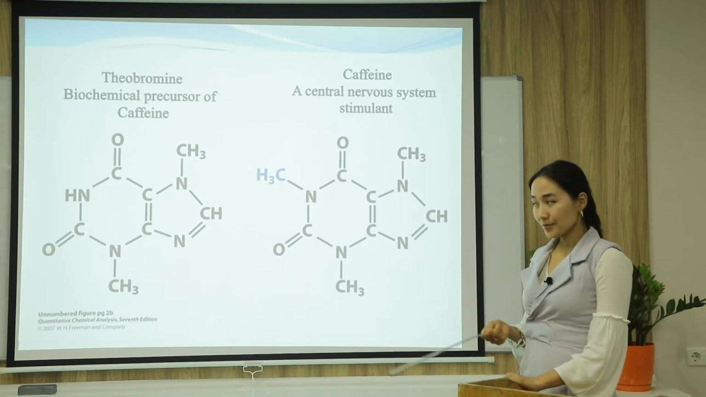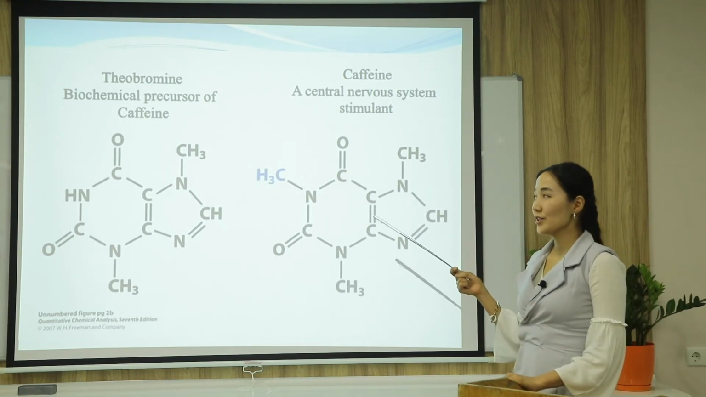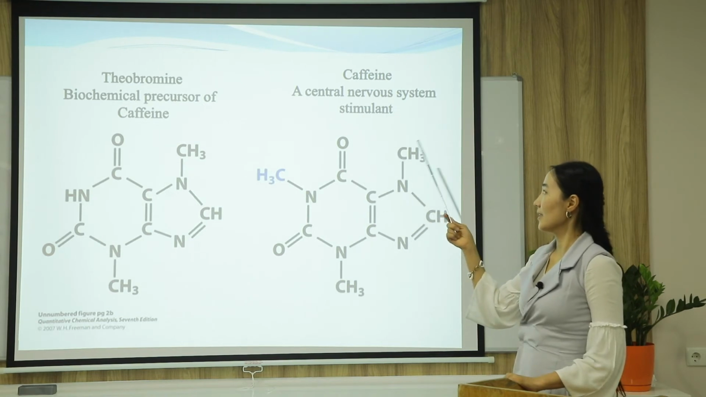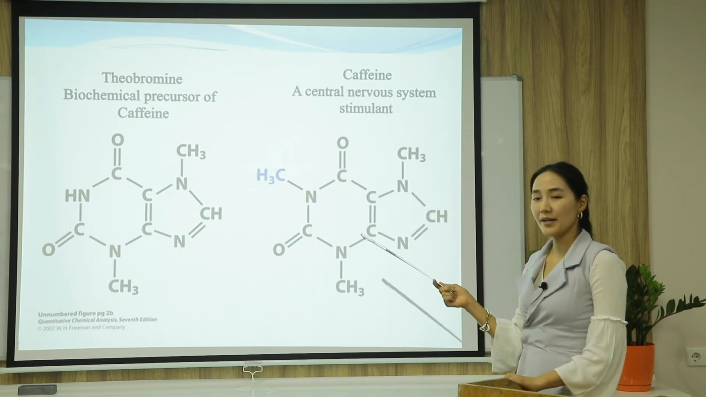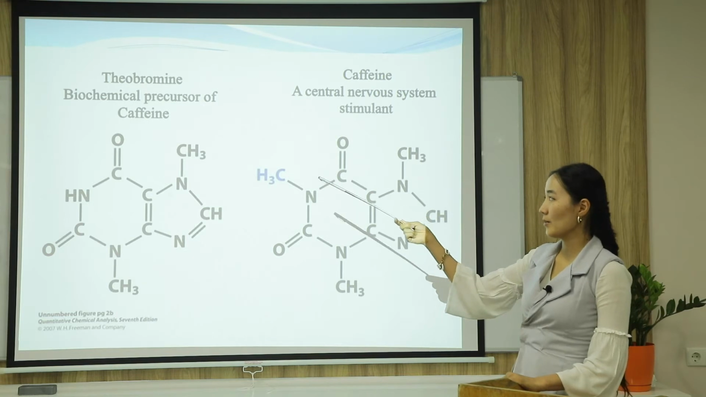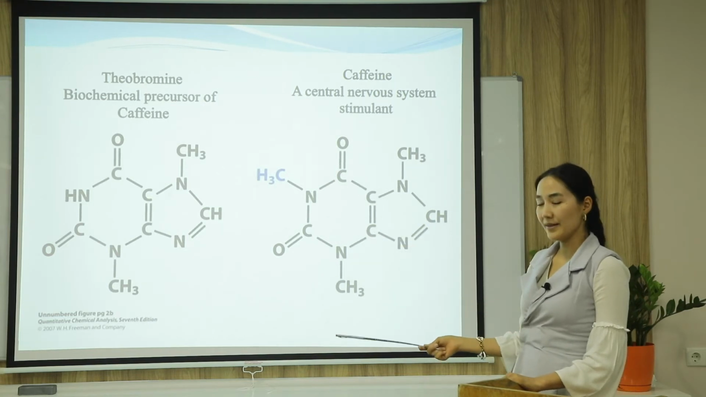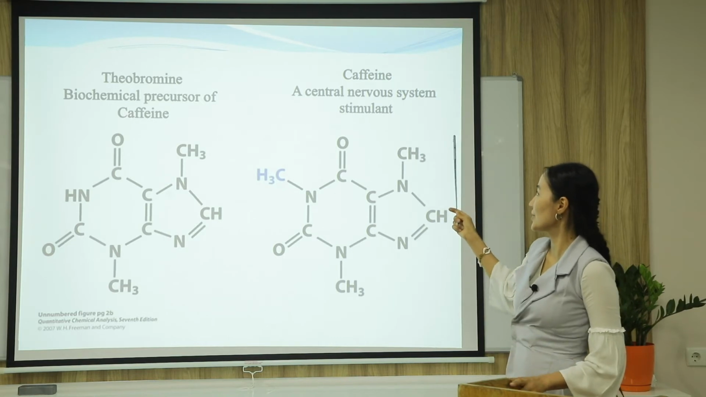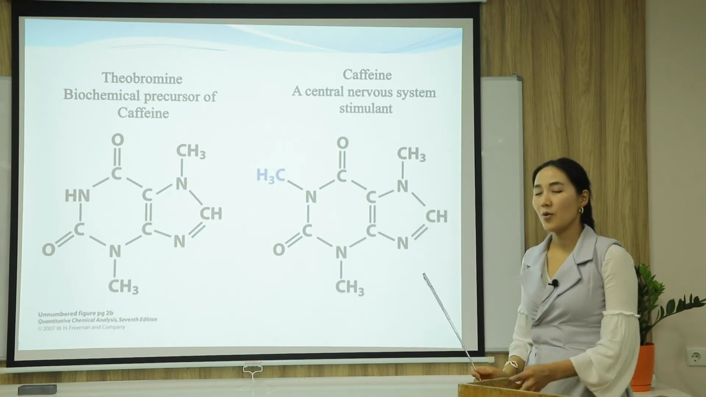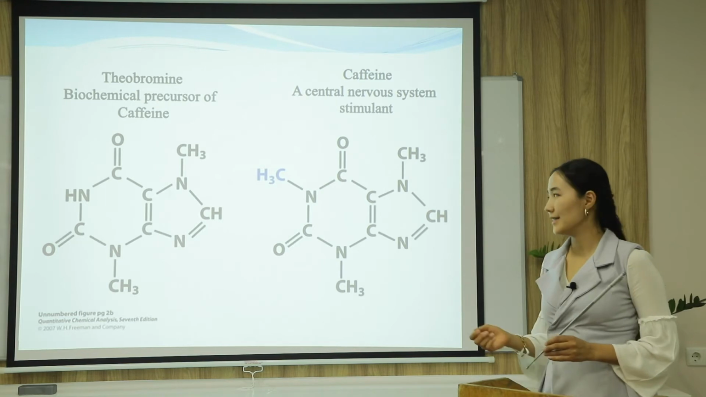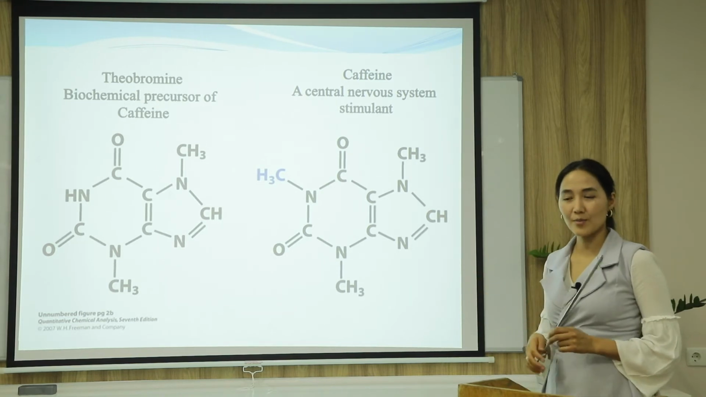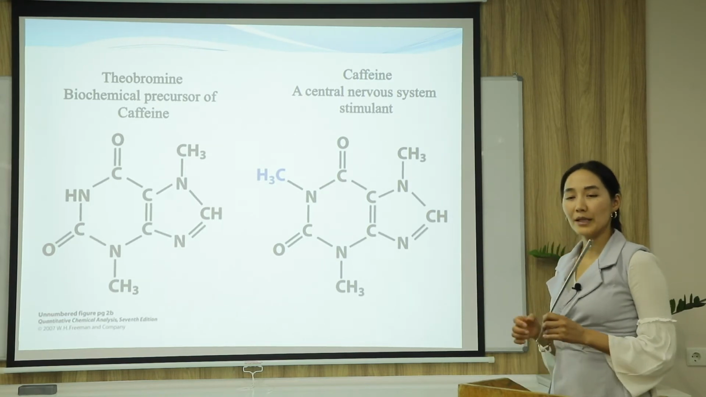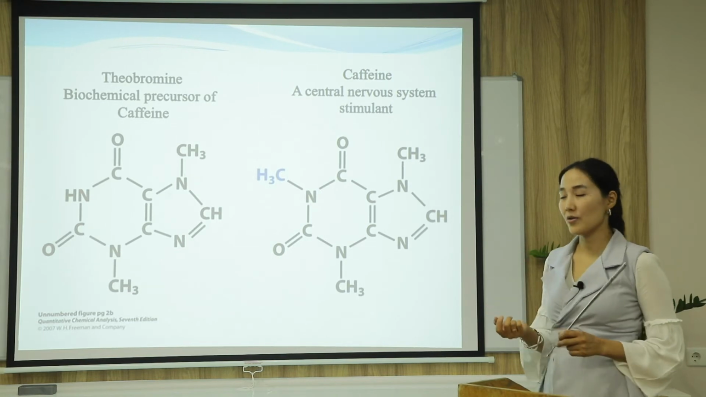As we know, like a chemist, chocolate has theobromine and caffeine. Theobromine works like a biochemical precursor of caffeine, and caffeine affects our central nervous system as a stimulant. Why do you think that when we are eating chocolate we are relaxing? Yes, because we have some dopamine hormones in our organism.